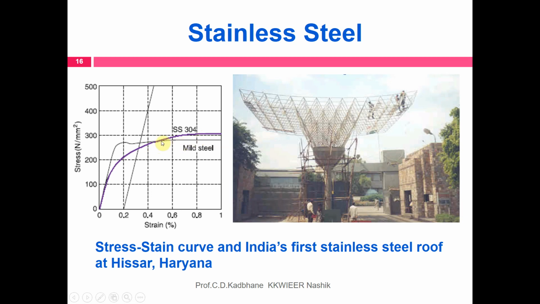Therefore you can say after a strain of 0.5%, the mild steel strength is higher than the strength of stainless steel. The stainless steel graph is this one and the mild steel graph is this one. So the stainless steel graph is a regular graph, but after say 0.5% strain the stainless steel strength increases as compared to mild steel.